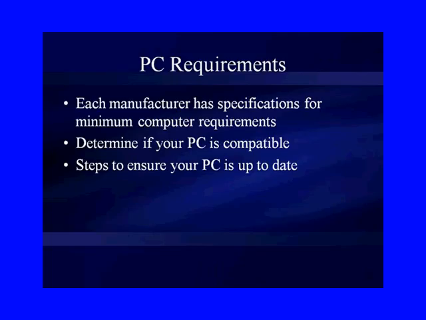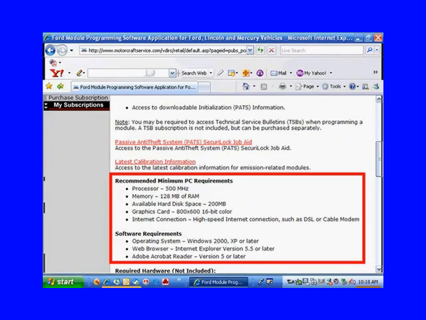The PC, the laptop, is a huge part of reprogramming. It's going to be an interface between you and the manufacturer and your J2534 pass-through device. So here we have an example of the Ford website, and it's talking about the recommended minimum PC requirements. Processor 500 megahertz, which is very slow, so it's not like it's a blindingly fast brand new computer, high dollar.